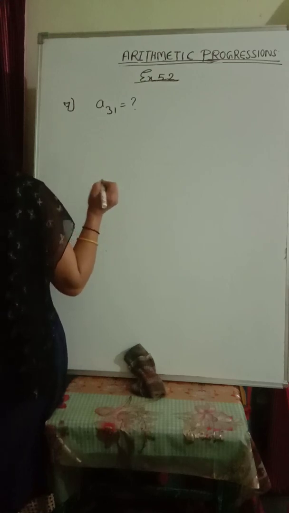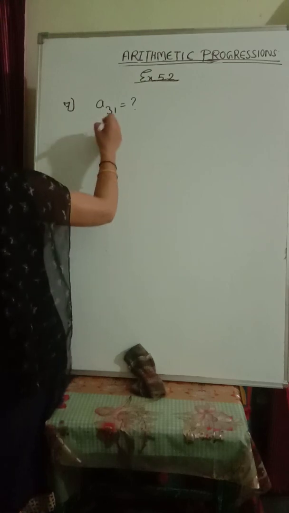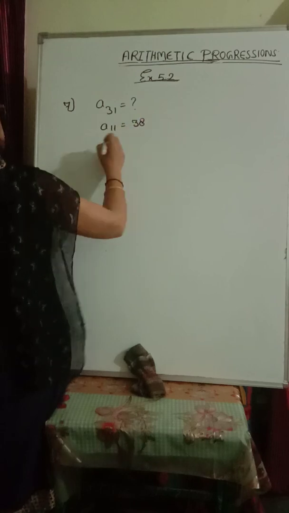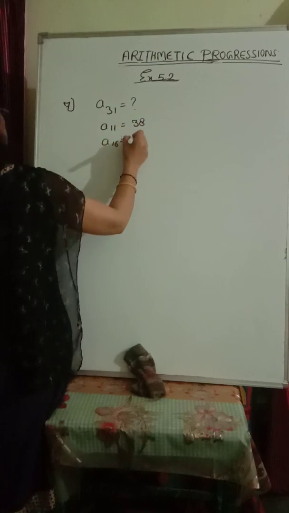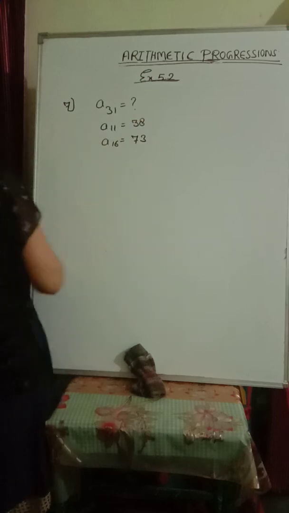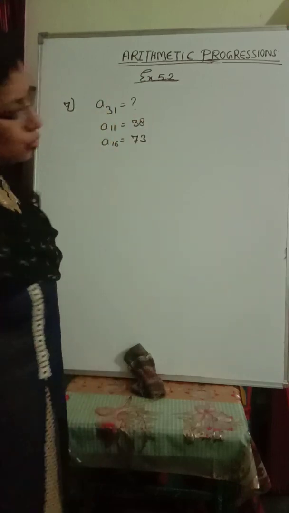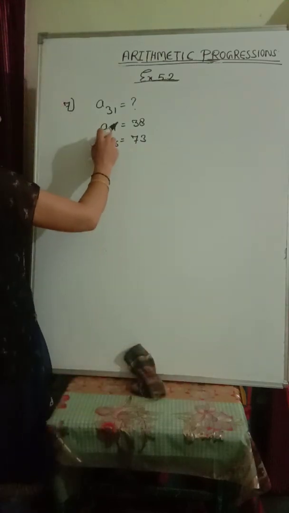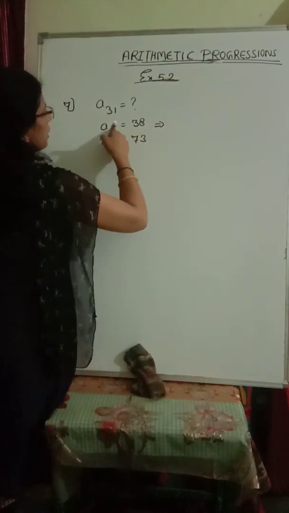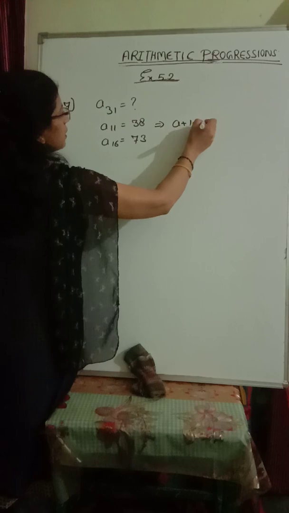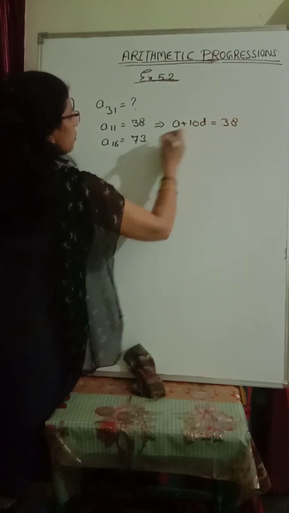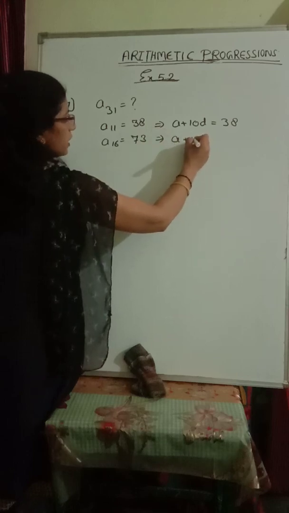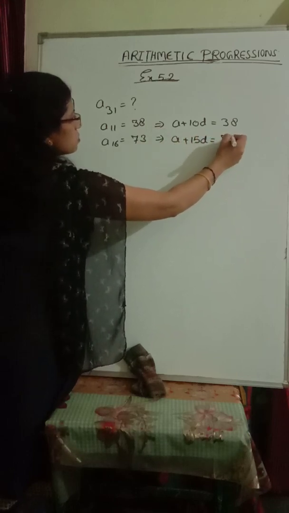Find the 31st term of an AP whose 11th term is 38 and 16th term is 73. This is given to you. You have to see that. The 11th term: what is the meaning of that? The 11th term is a plus 10d is equal to 38. And the 16th term, the formula will be a plus 15d is equal to 73.